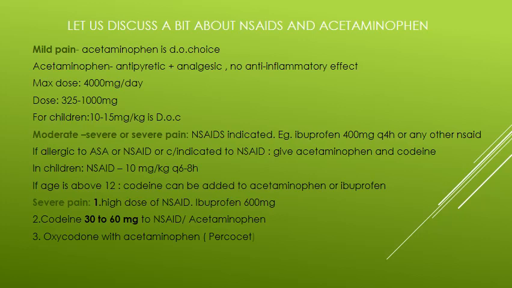Now, if the pain is severe, you can give a high dose of NSAIDs, let's say Brufen 600 mg. Remember, in the moderate to severe category, we gave ibuprofen as 400 mg and here we are giving 600 mg. You can add codeine as well, 30 to 60 mg, to NSAID or acetaminophen, and oxycodone can also be given. The combination of oxycodone and acetaminophen is called Percocet. You just have to have an idea about this. We'll discuss it in the prescription part. Moving on.